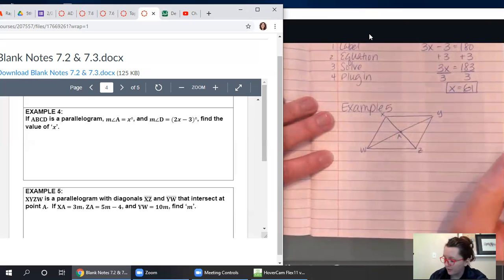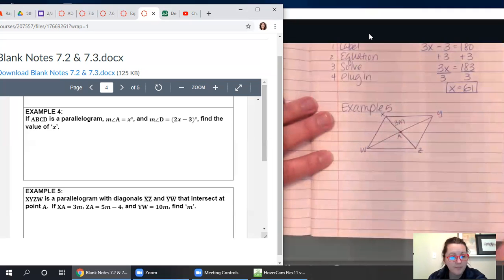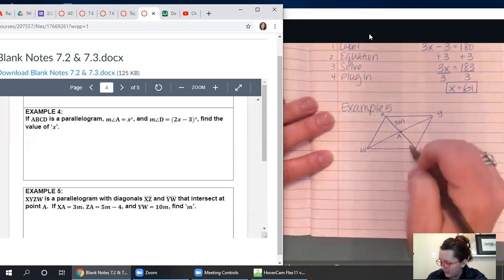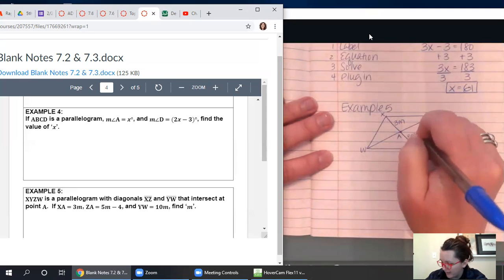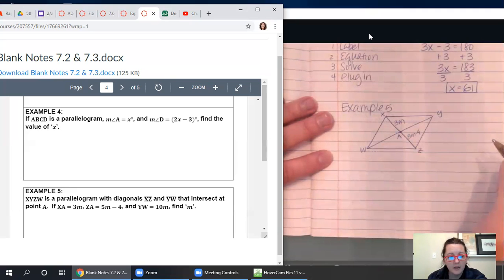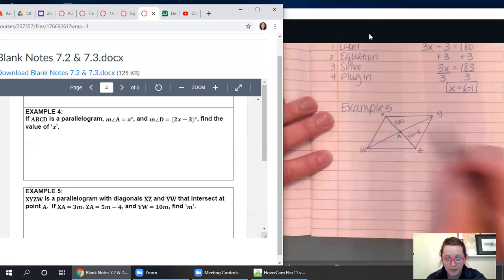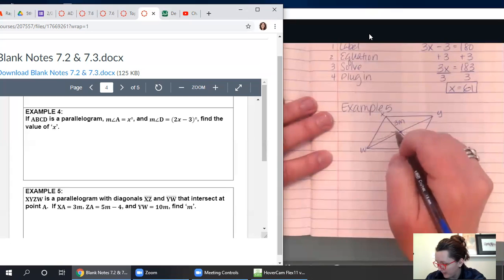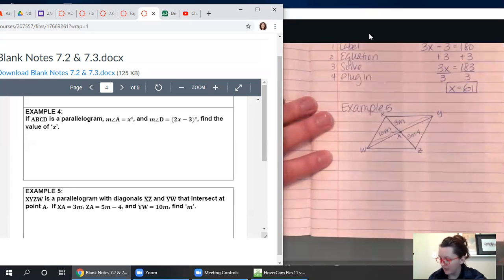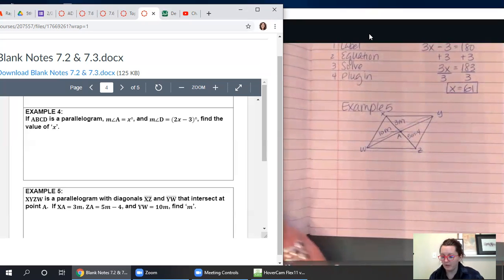If XA is 3m, so from X to A is 3m, and ZA is 5m minus 4, and YW is 10m, so Y to W is 10m. Find m. That's a lot there. Okay. They're giving us some extra information. 10m. What do we know about the diagonals of a parallelogram? Let's look back here and see.